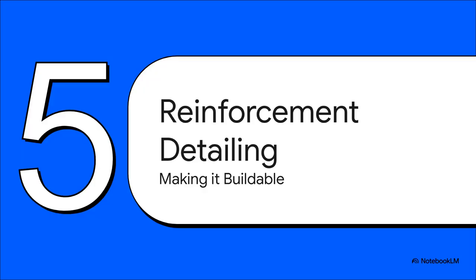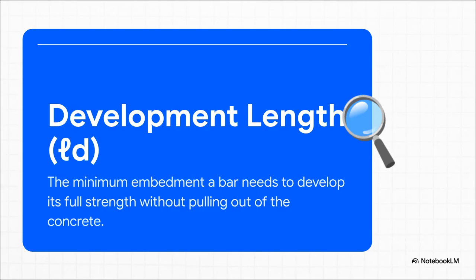Look, a design is more than just a bunch of calculations on a page. It has to actually be buildable. This is where the rubber meets the road. Detailing the reinforcement correctly is what makes sure all that steel we designed can actually do its job in the real world. And one of the most critical details is something called development length. Just think of it as grip length.